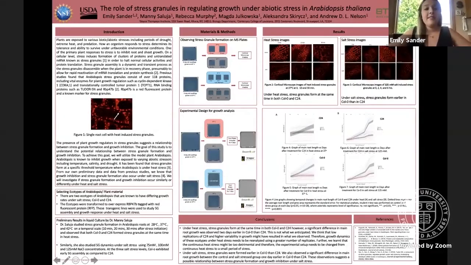Okay, so my research this summer was on the role of stress granules in regulating growth in Arabidopsis. And as George said, I worked in the Nelson, Jalowska, and Skier's lab. Dr. Manny Saluja was my mentor, and an amazing one at that. So a little bit of background, we were looking at stress granule formation.